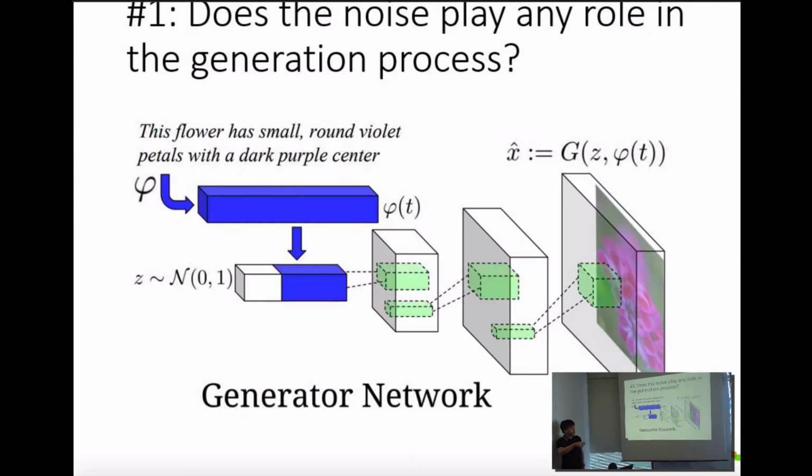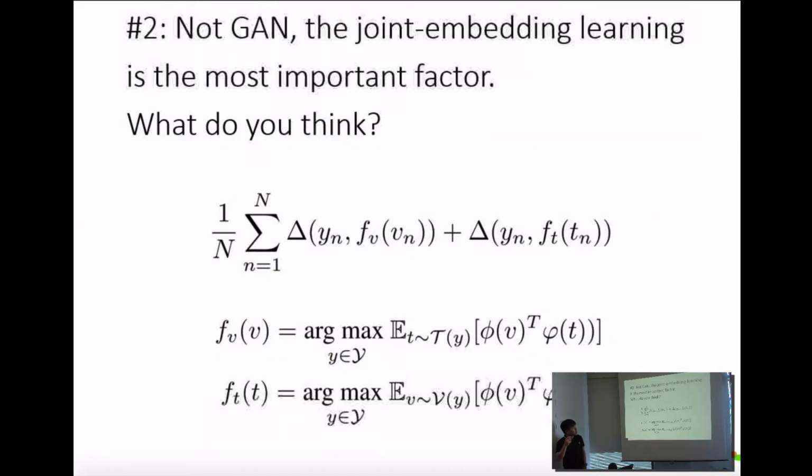As you remember, the image generator takes the noise and the text embedding to generate images. So does the noise, the z here, play any role? Because basically they can generate directly from text. The reason why I ask is a follow-up question: I think the GAN is not the main factor in generating those nice images, but the joint embedding learning is the most important factor, which Angelis didn't present at the beginning.